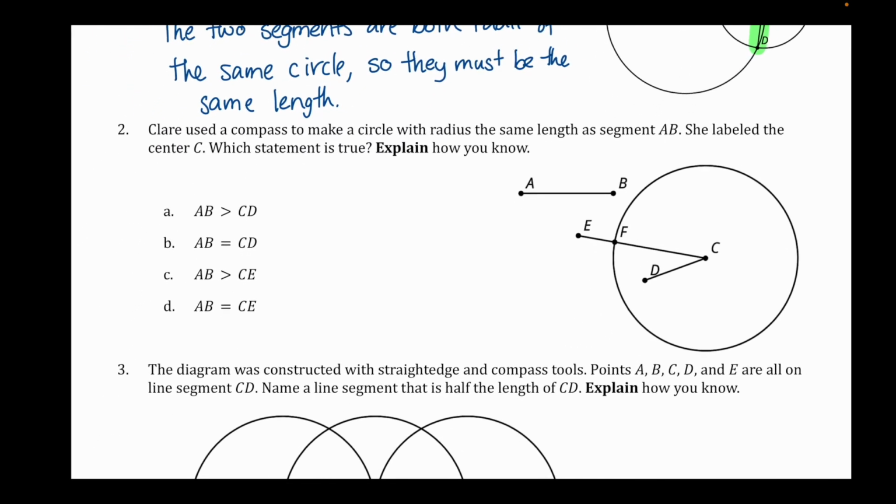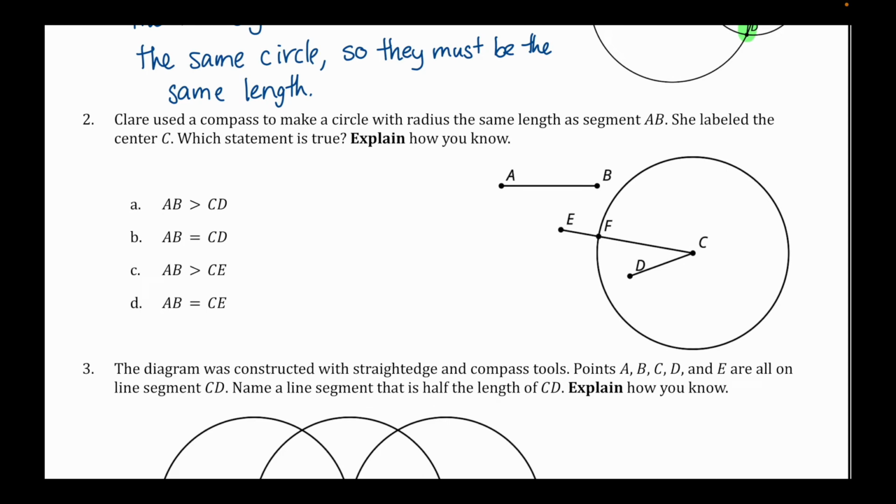Okay, let's take a look at question 2. Claire used a compass to make a circle with a radius the same length as segment AB. She labeled the center C. Which statement is true, and explain how you know. So we're going to choose which statements are true and then actually provide an explanation next to it. So we're looking here at segment AB. That was the length of the radius of our circle.